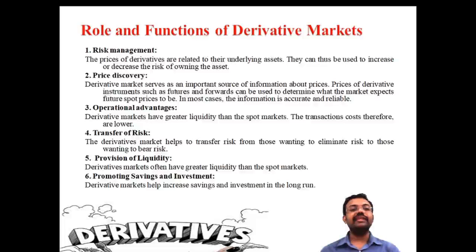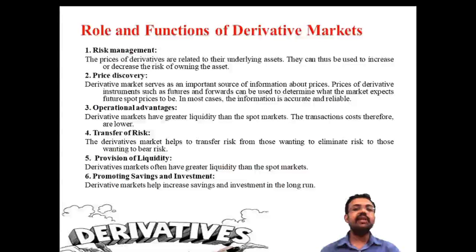Okay, and after that, the role and functions of the derivative market. What is the role and functions of the derivative market? The first important role is risk management. The first important role of the derivative market is reducing the risk in the transaction. What is risk? Risk means uncertainty that is happening in the future. There is systematic risk and unsystematic risk, and derivatives always reduce or mitigate the risk in the transaction. That's the first important function of the derivative market, risk management.